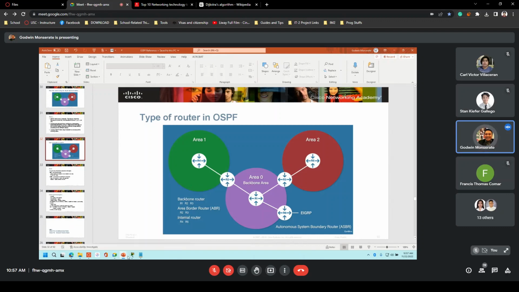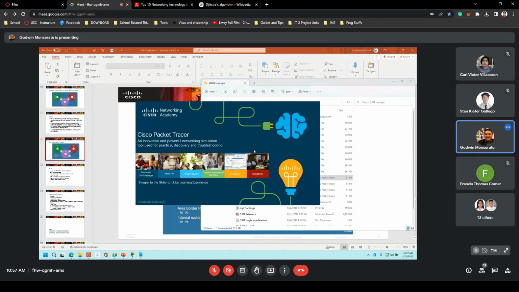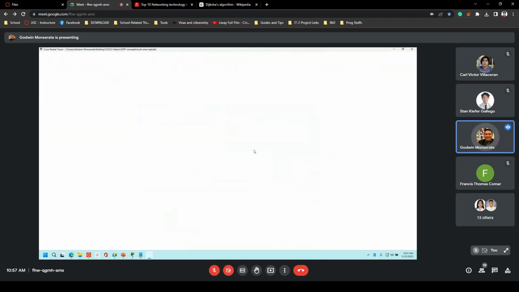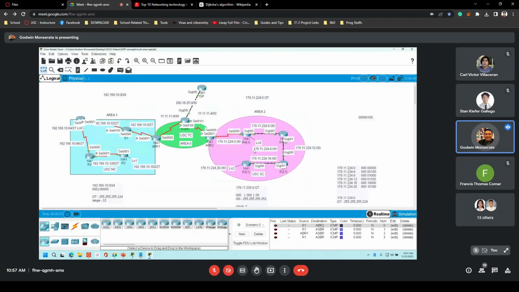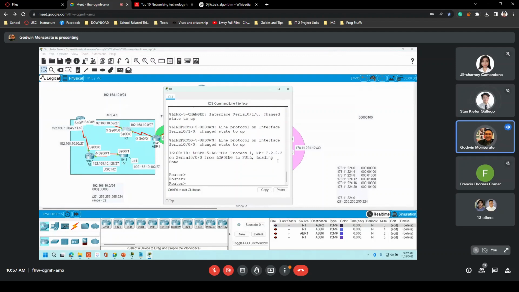So to implement it, here, let's try this. I'm not going to configure anymore, this is already configured. We already know how to configure area 1 or area 2 based on the IP addressing. Do you have any questions for that? No, sir. Okay, we will just show the configurations. Although it already has adjacency, right? So if it has adjacency, that means it is connected.